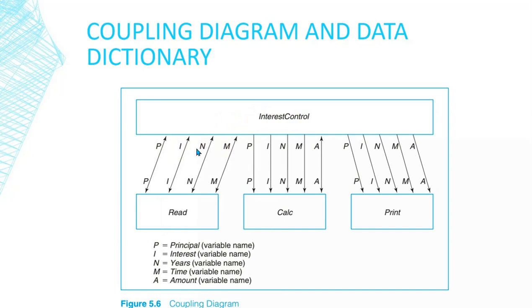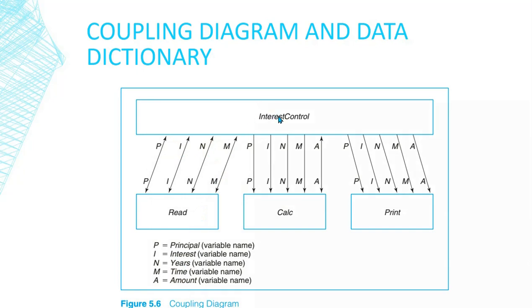Of course, these are not the variable names that should be used. If you remember, we said that a variable name should be descriptive. So P, the variable name should be principal. I, interest. N, years. M, time. A, amount. But we write them here because there's no space to write the full names there. So these are the variable names in the matter of fact.